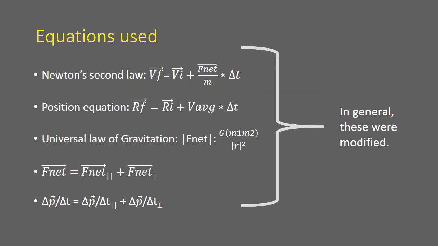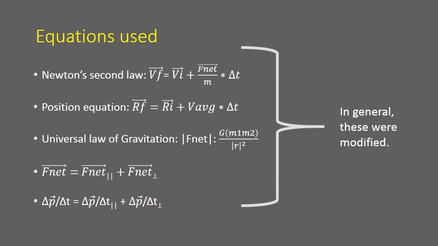These were the equations used. The top two we've seen before: Newton's second law and the position equation. The third is one of the more important ones, the universal law of gravitation, and it was mainly rearranged in order to find the mass of the black hole, and we'll see that a little bit later.